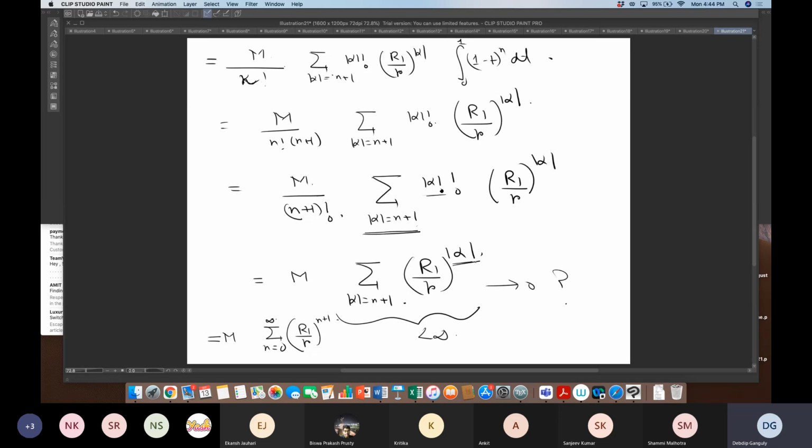Why does this summation go to 0 as n tends to infinity? Why? Now we can take r1 by r raised to power n outside. Okay. That is the sum, x to the power n, right? One minus... what is the sum? What is the first term we have to take? Just a minute. Okay. Why does this go to 0?